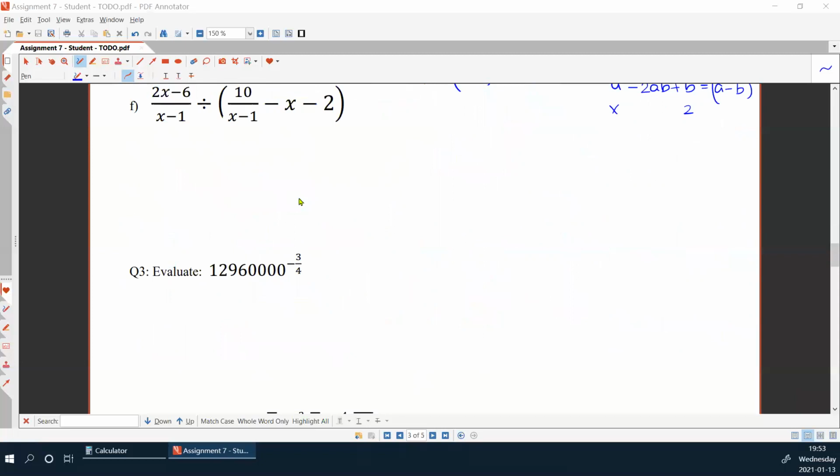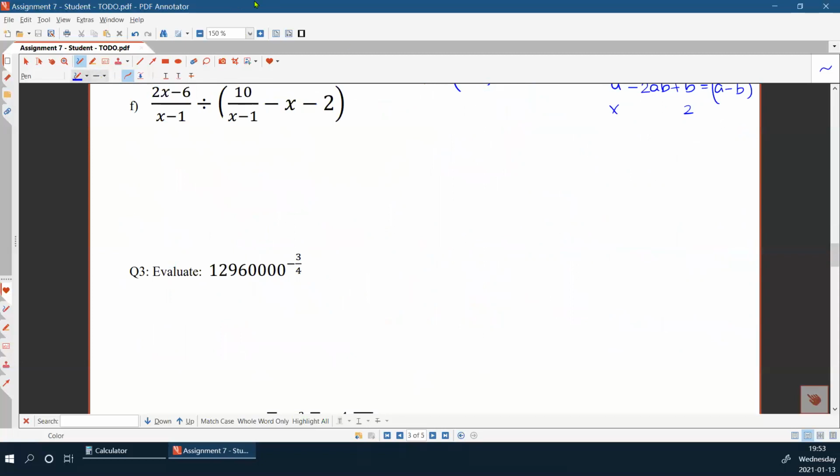F. All right. Normally speaking, we need to calculate this part first, right? And then find its reciprocal, and then find the multiplication between these two terms, okay? So just copy the first term down in the next step. We divide it by, all right.